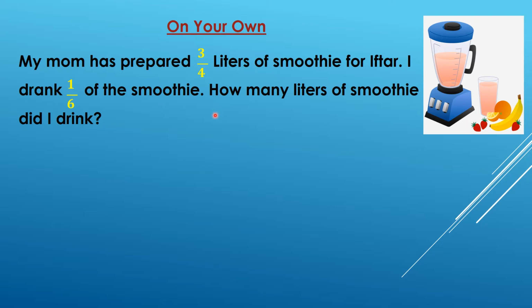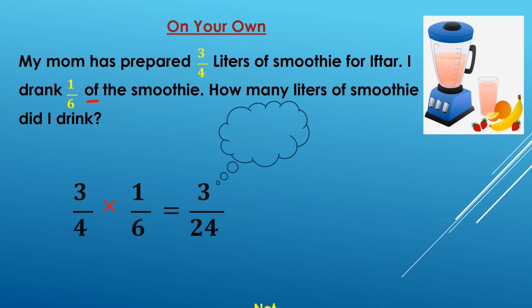Did you find the keyword here? Excellent, of. What did I learn? I should do multiplication when I see the word of. 3 over 4 times 1 over 6. Everything is ready. Numerators, denominators, I directly multiply them. 3 over 24. Stop and look. Is it simple? Are you sure? Yes, it's not simple. Excellent.